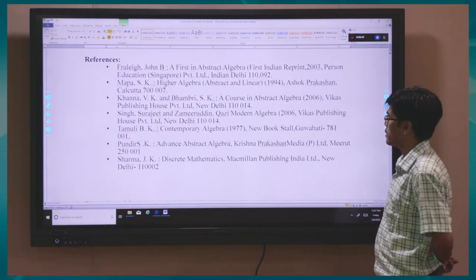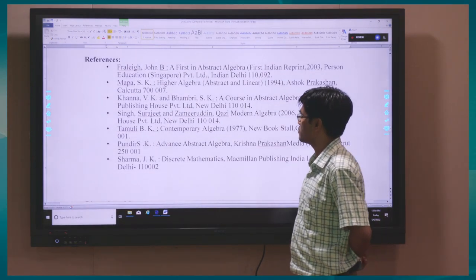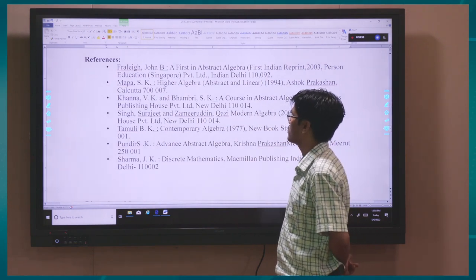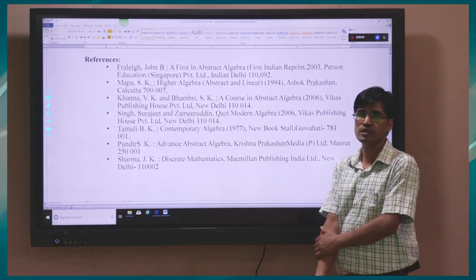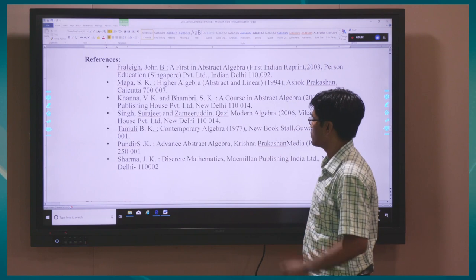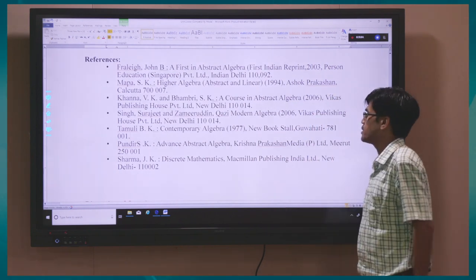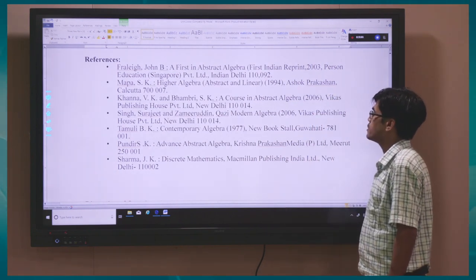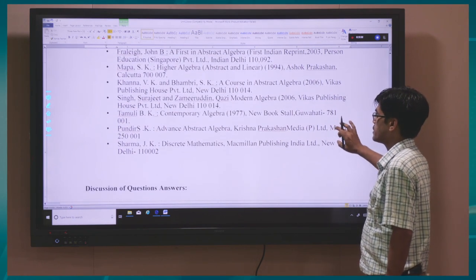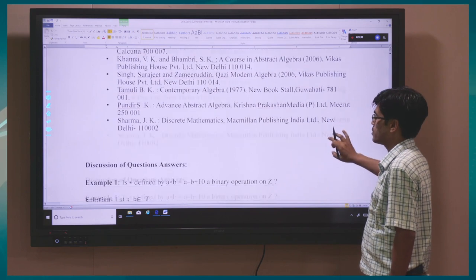So learners can also follow these books for better understanding of this chapter. These are some reference books. With the help of these references, you can understand this concept with various examples from these books that you can consider.